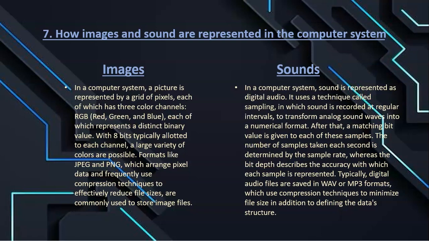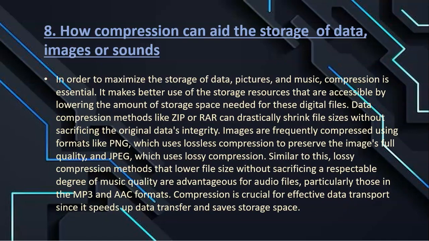The number of samples taken each second is determined by the sample rate, whereas the bit depth describes the accuracy with which each sample is represented. Digital audio files are typically saved in WAV or MP3 formats, which use compression techniques to minimize file size in addition to defining the data's structure. How compression can aid the storage of data, images, or sound.